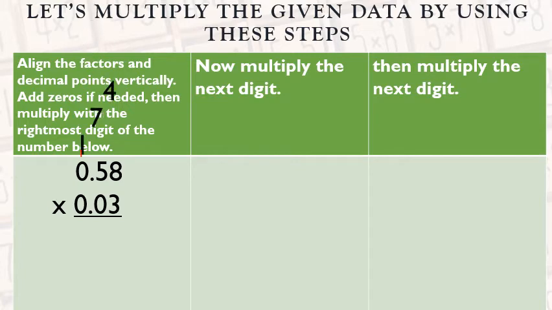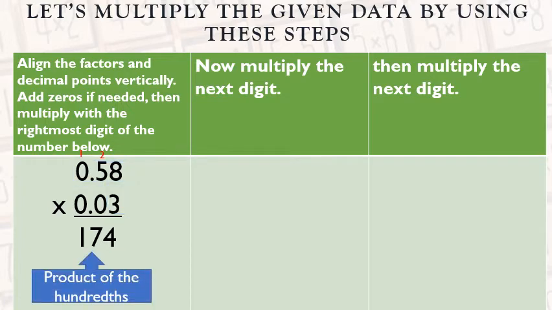3 times 8 is 24. 4 will stay below, then carry 2. 3 times 5 is 15 plus 2, which is the carried number, equals 17. Retain the digit 7 below, then carry 1. 3 times 0 equals 0 plus 1, which is the carried number, equals 1. So the product of the hundreds is 174.